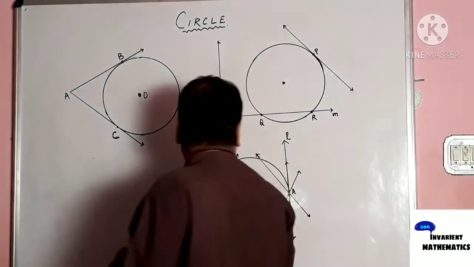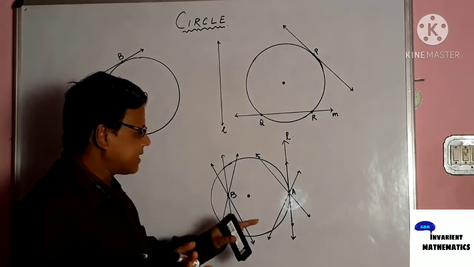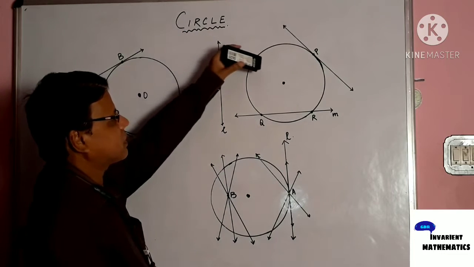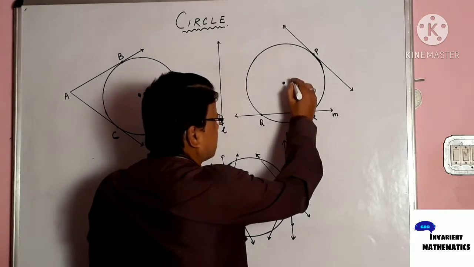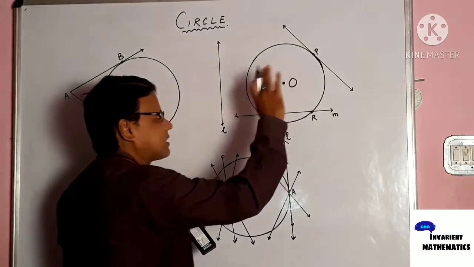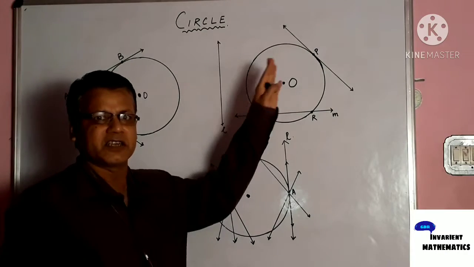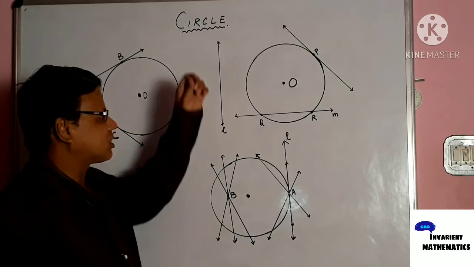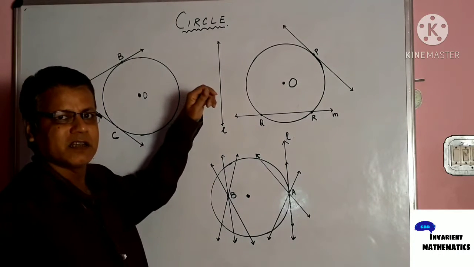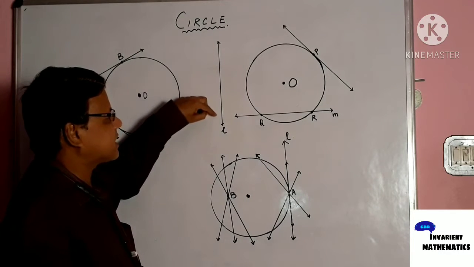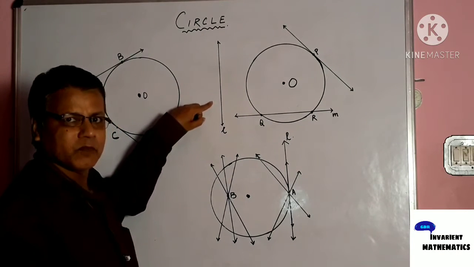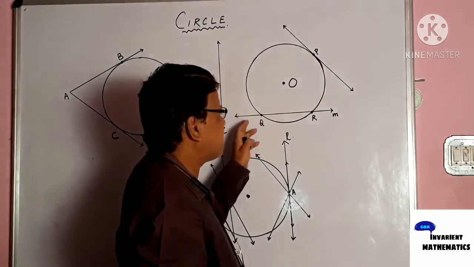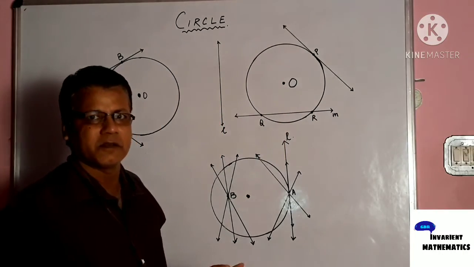Now comes the second concept. The second concept is: consider a circle with center O, and we draw three different lines. What are the possibilities? Among the three lines, one may not intersect or meet the circle, another may meet the circle at one point, and the third one may intersect the circle at 2 points.